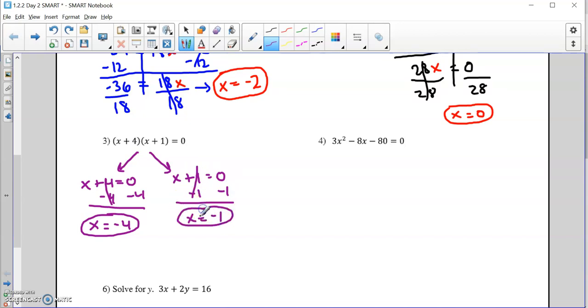So you get 2 answers, right? If I plug negative 4 in here, this parenthesis would turn into 0, and then it would be true. If I plugged in negative 1 here, this parenthesis would be 0, and then that would make it true. Okay, so that's called our zero product property.